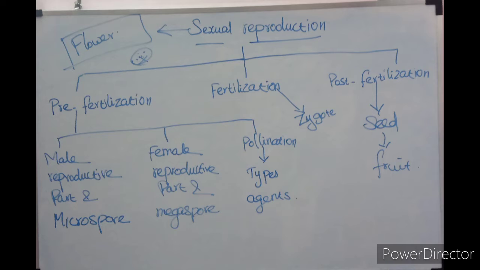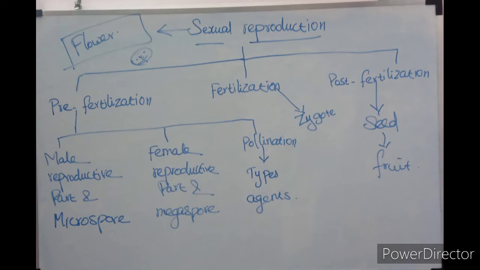This type of reproduction will occur in flowering plants. Only in flowering plants does sexual reproduction occur. The flower is the reproductive part of the plant. So we know that the flower is the most attractive part in the plant and it is the reproductive part of the plant. So under the topic sexual reproduction, what topics will be included?